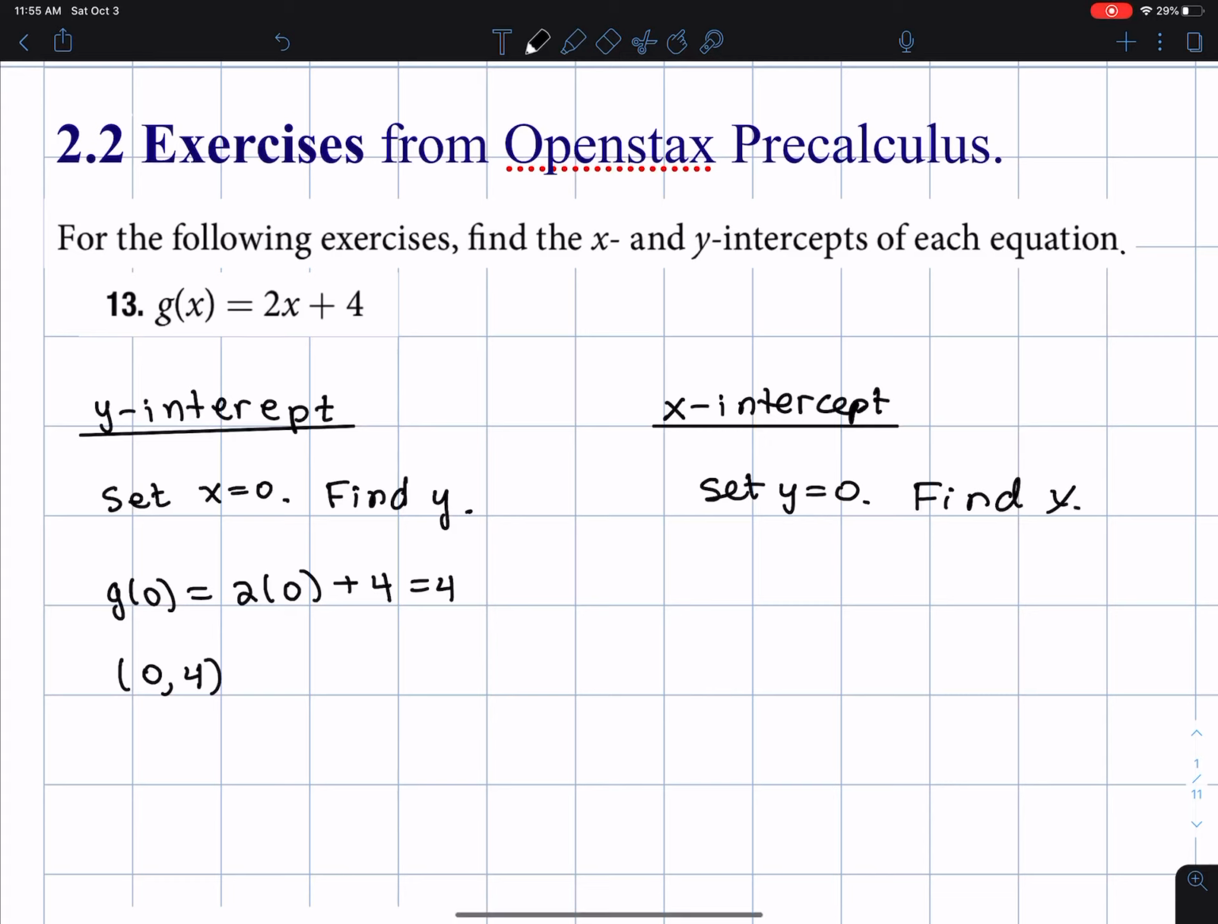Now, it might not be so clear why that's true, but see, the x-intercept means where the line meets the x-axis, and the x-axis has y equals 0. The y-intercept is where the line meets the y-axis, and on the y-axis, x is 0.